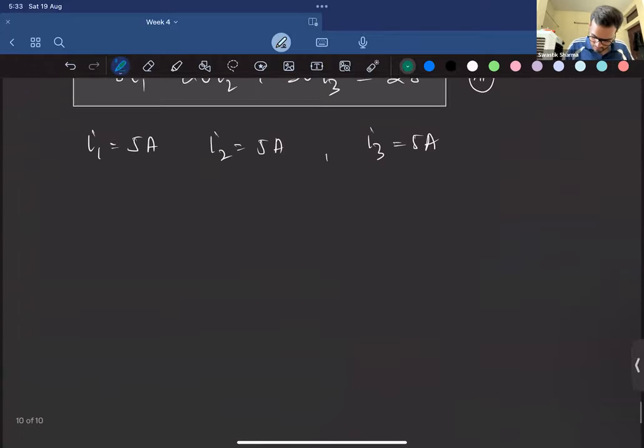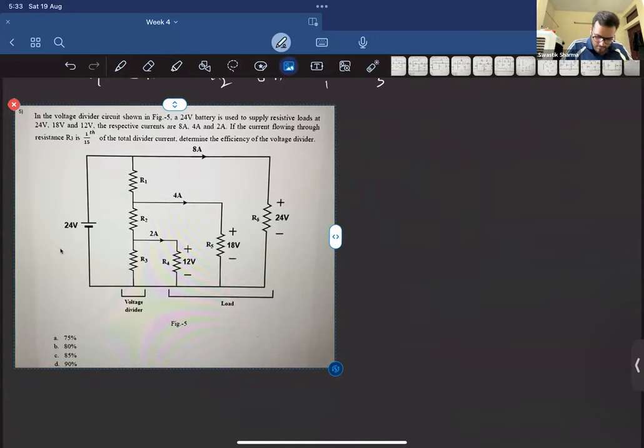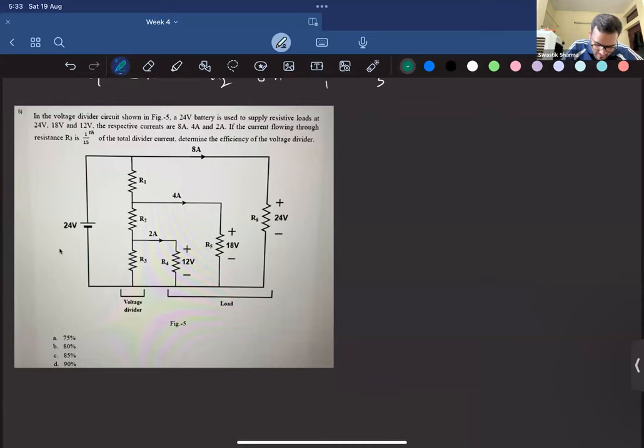Let's solve one more question. Yeah, this is a good question. So it is a voltage divider circuit where there are different loads connected to it. It has a 24 volt battery and there are loads R4, R5, R6 with 24, 18 and 12 volt potential difference. And the currents that they are carrying are 8, 4 and 2 respectively. And we are given that R3 has 1/5 of the total divider current. And now we have to determine the efficiency of the voltage divider circuit.